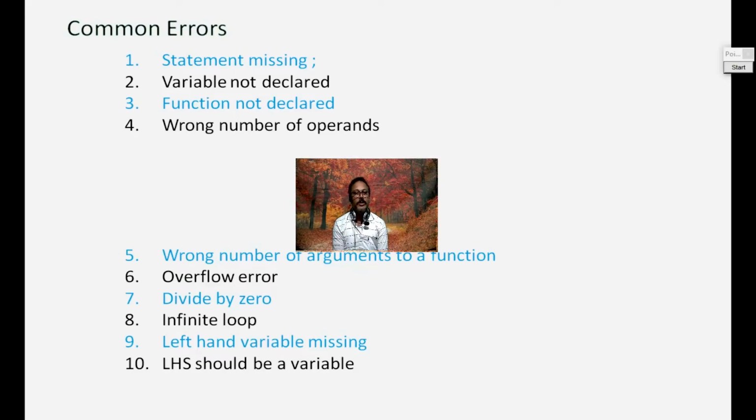Overflow error, that means the value cannot be stored in that memory location. Divide by 0, infinite loop. Infinite loop means the program will continue to run. It will never come out. Left hand variable missing. That means whenever your program returns something, there should be a left hand variable, which may be missing. The LHS should be a variable, meaning the address should be present on the left hand side, not a constant.